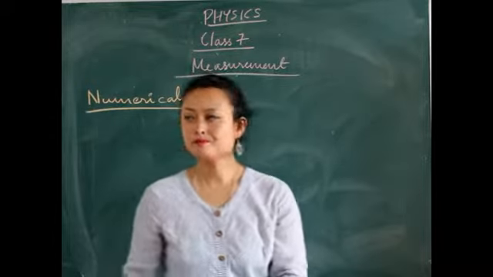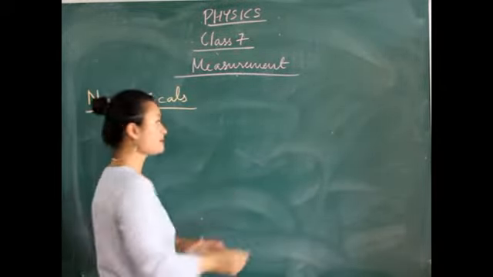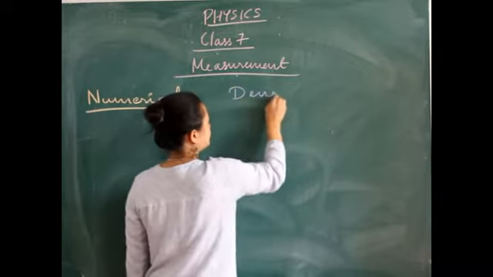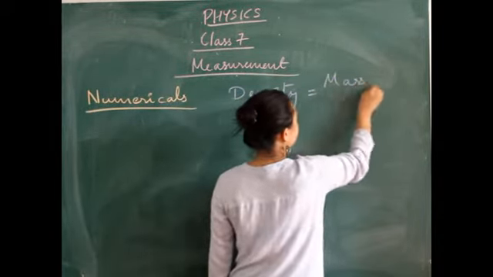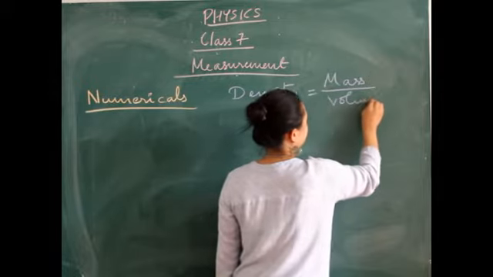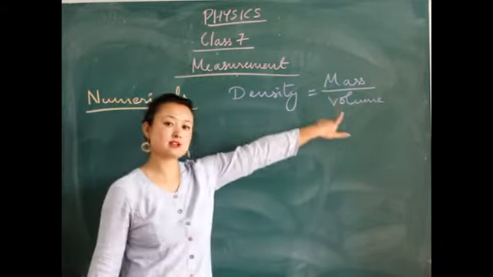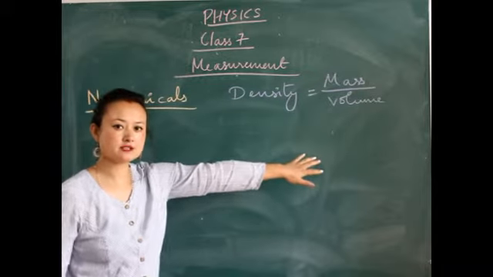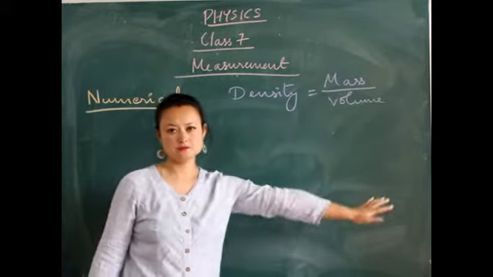All the sums are based on the same relationship, that is, density is equal to mass divided by volume. You need to remember this. The formula for density is mass divided by volume. How is density defined? Density is defined as mass per unit volume.